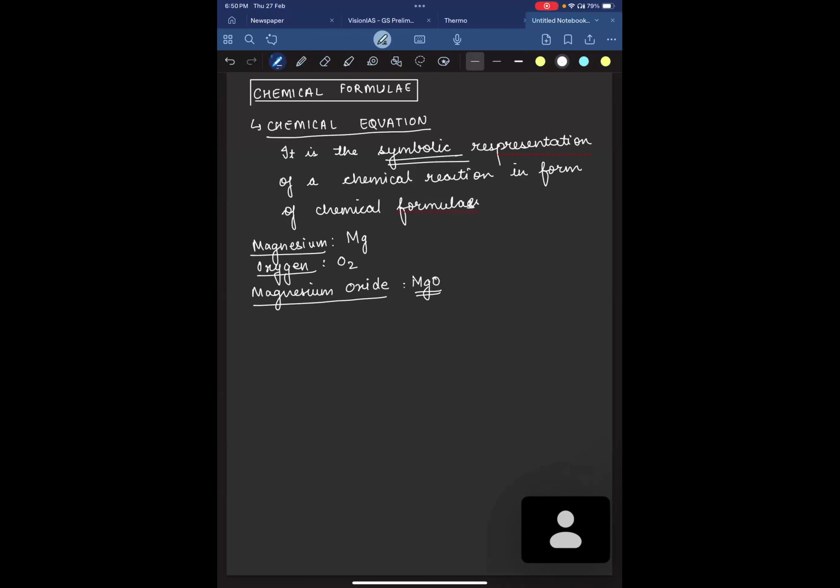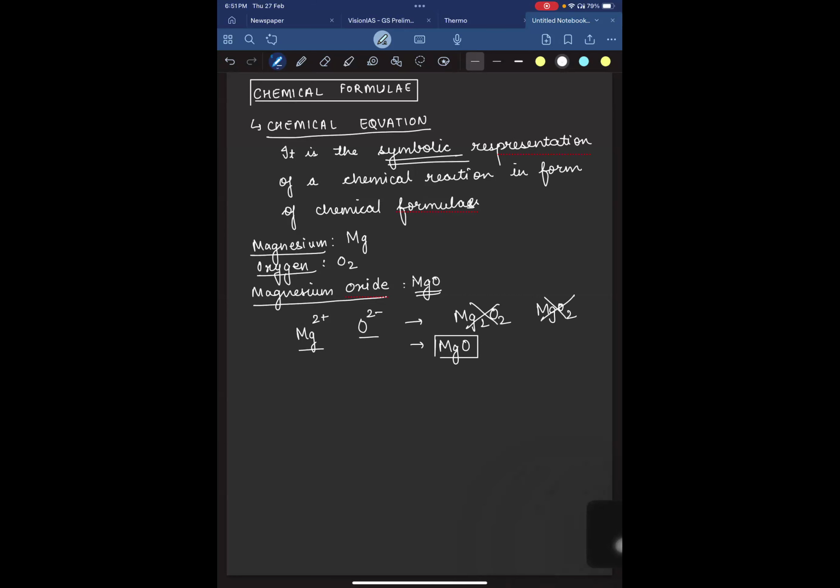Everyone agreeing with this? Ma'am, it would be MgO2. Okay. Anyone else? Ma'am, it's MgO only. Okay. So you know about this: magnesium exists as Mg2+ and oxygen exists as O2-. Do you know about this? Ma'am, both will get neutralized. Yes, very good. So this will not form Mg2O2 or MgO2. The formula will be MgO.